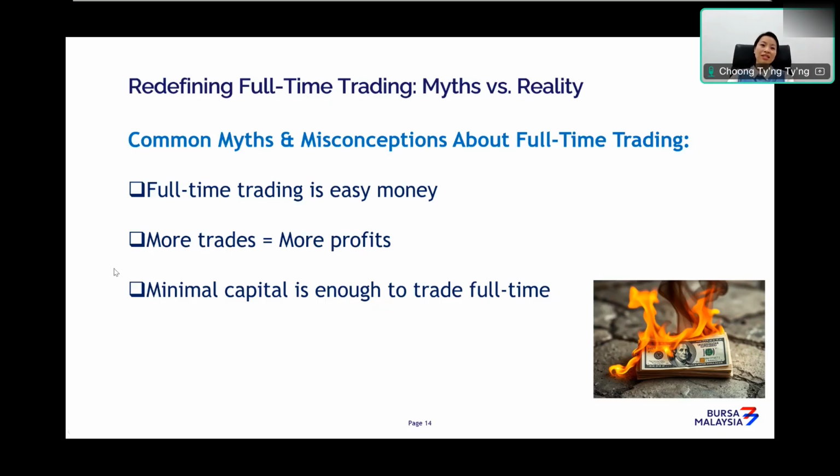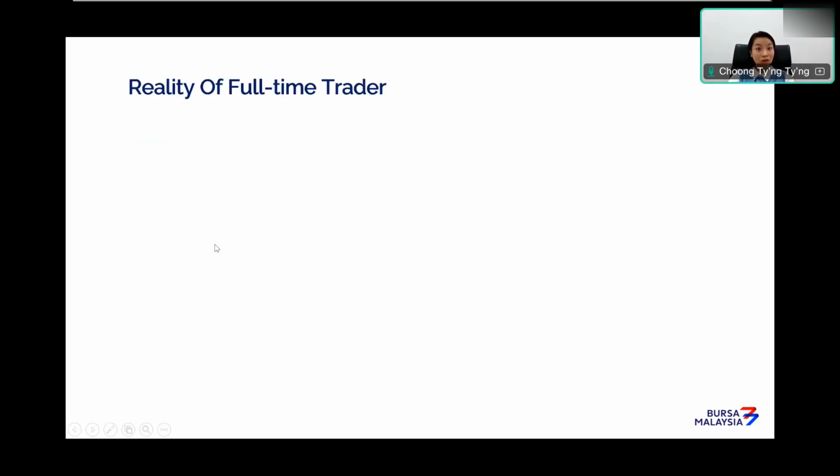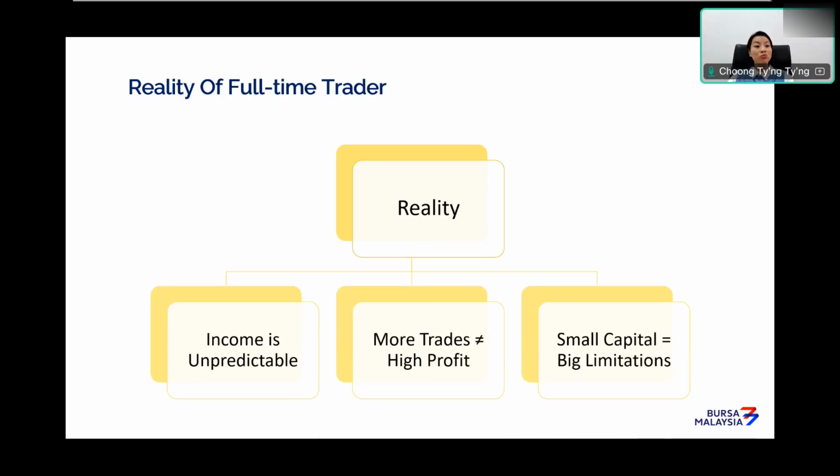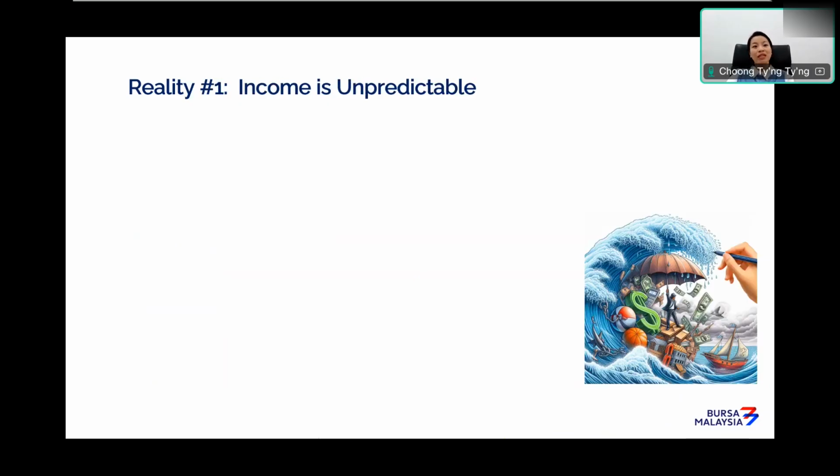So this leads us to the second topic, the reality of a full-time trader. Number one is that income is unpredictable, which I'm going to explain in a short while. Number two is that more trades doesn't equal high profit. And number three is that small capital is going to give us a lot of limitations. Now, let me explain in detail about income being unpredictable.